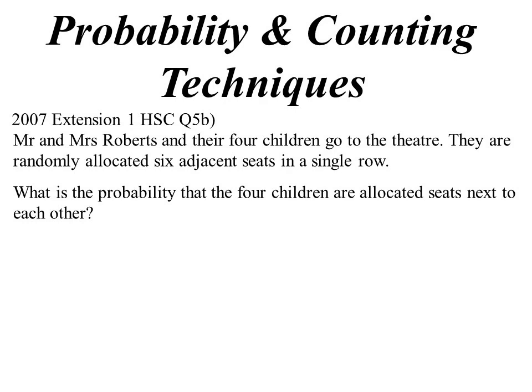2007. Mr. and Mrs. Roberts and their 4 children are going to the theatre. They're randomly allocated 6 adjacent seats, single row. Probability that the 4 children are allocated seats next to each other. There's the answer. Now where did I get it all from?